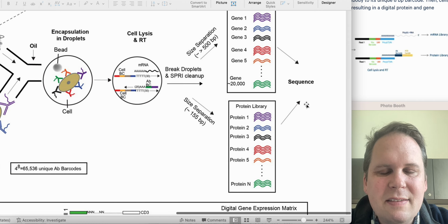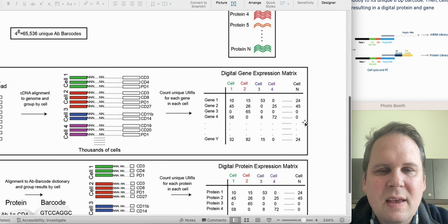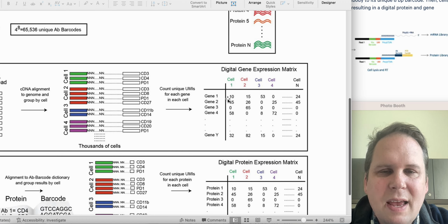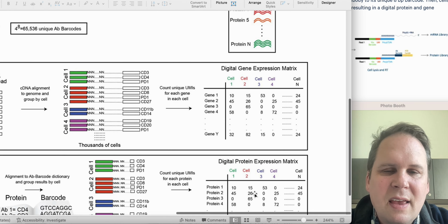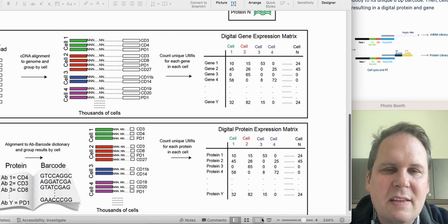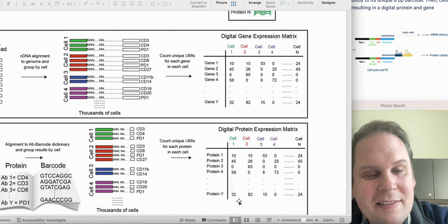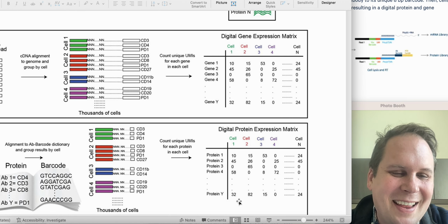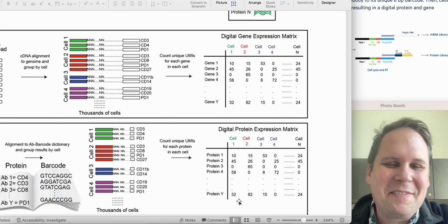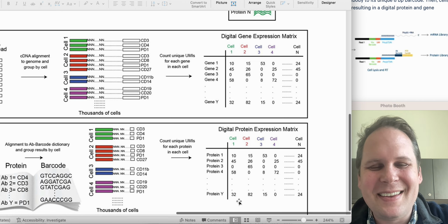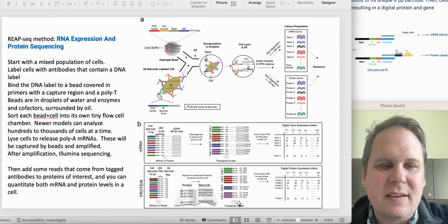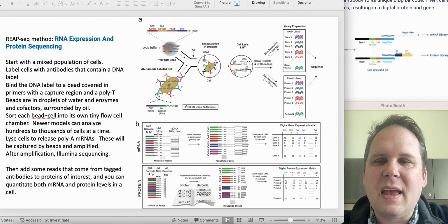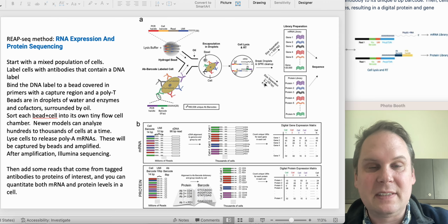And sequence them all, and then you have a little matrix like this that says, okay, gene 1, how many messenger RNAs did we find? This many, this many, this many in these different cells. Great. And how many proteins did we find in each of those? And in their example, they have exactly the same number of proteins as messenger RNAs. So 1-to-1 ratio. I'm pretty sure that never happens, but that's nice anyway. So there you go. So that's REAP-seq, an RNA expression and protein sequencing.